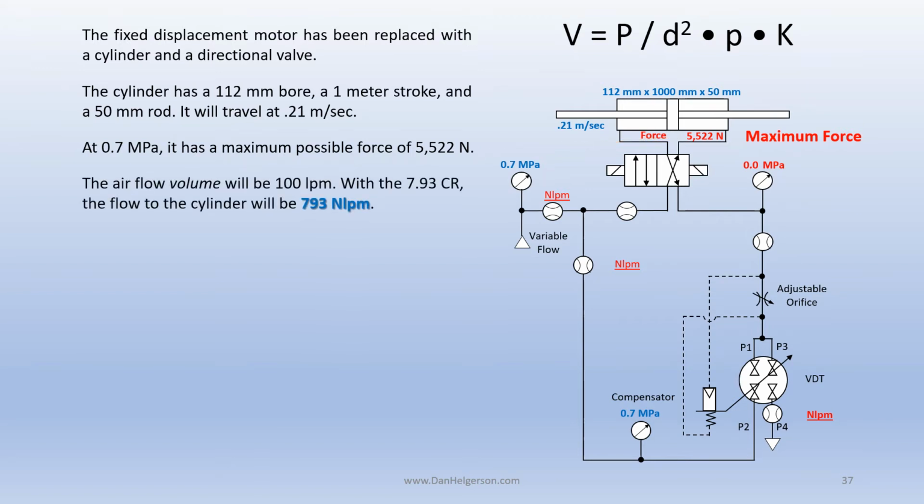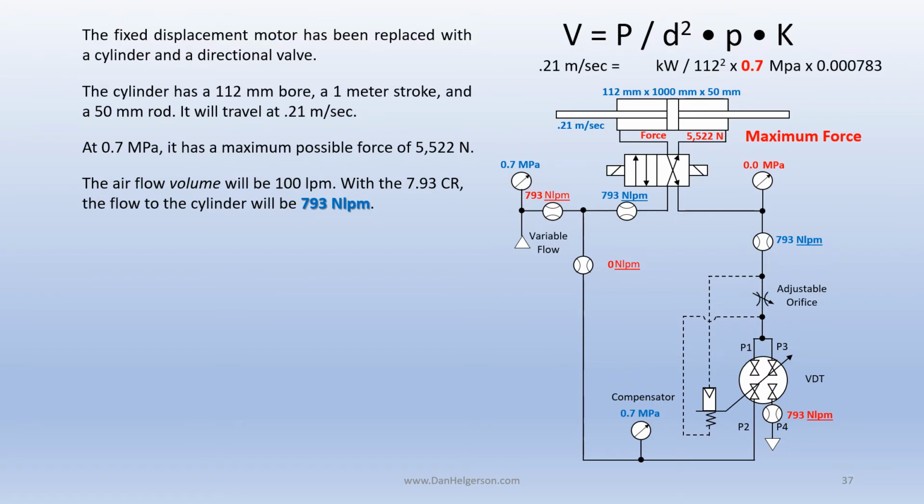The airflow volume will be 100 liters per minute, and with the 7.93 compression ratio, the flow to the cylinder will be 793 normal liters per minute. That means we'll also have to have 793 normal liters per minute being drawn from our source. It means that our exhaust flow will be 793 normal liters per minute, and our flow out of port P4 will be 793 normal liters per minute, and we will have zero coming in through port 2 into the power line.